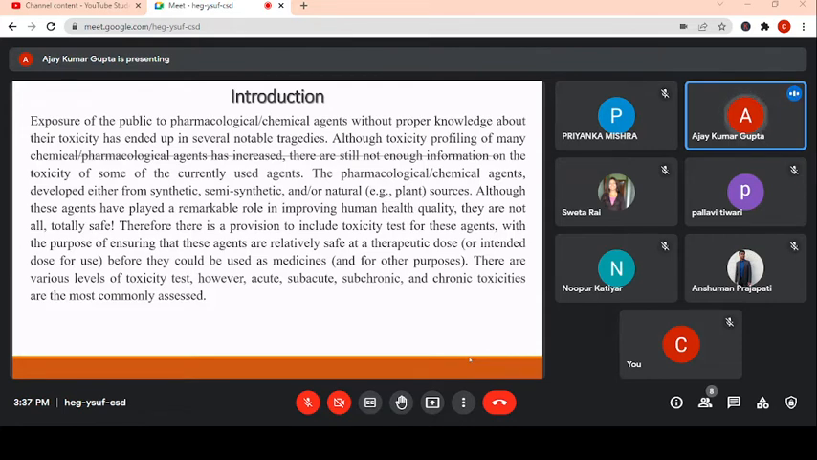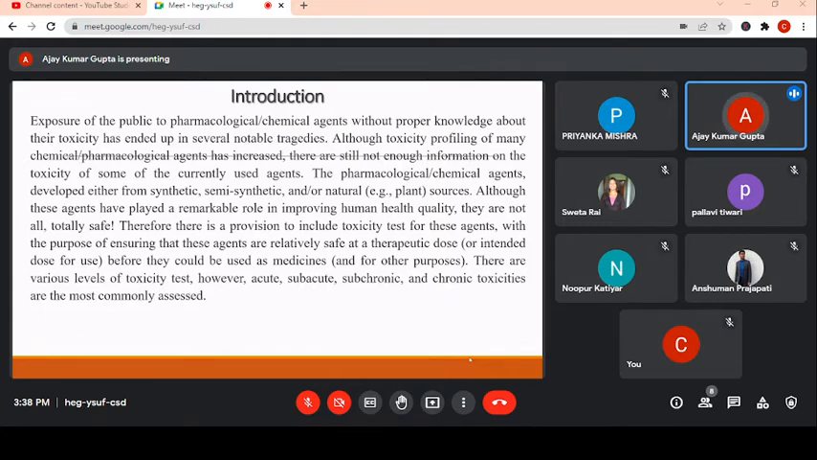The pharmacological or chemical agents are developed either from synthesis or semi-synthetic processes, or they may be of natural origin, that is plant-based development. Although these agents have played a remarkable role in improving human health, as stated through traditional or folklore medicine, even then they are not totally safe as we consider or say most of the time.